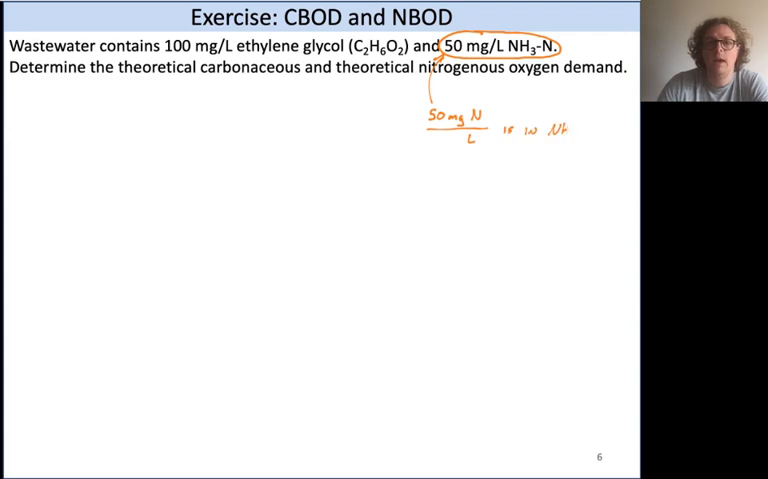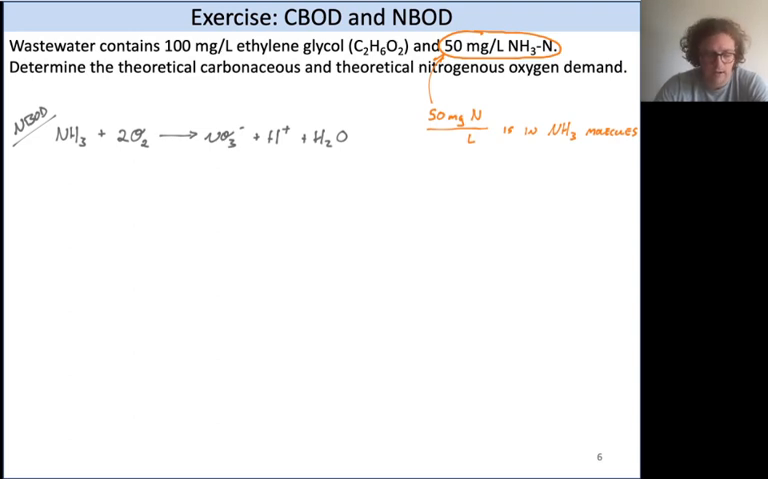So I'm going to start with the NBOD component, and I just want to make sure that we help translate this for you. What we're given here is 50 milligrams per liter NH3 as N. What that means is there are 50 milligrams of nitrogen per liter, and all of that nitrogen is in the molecular form NH3. And I think the calculation will help clarify this a bit.